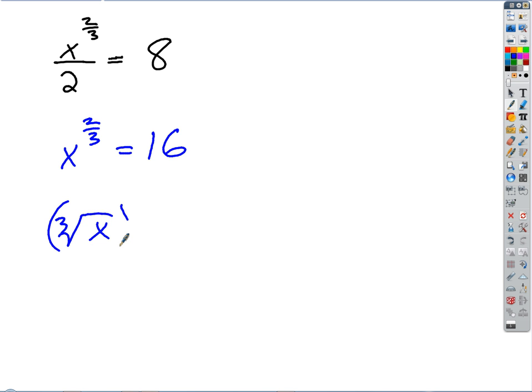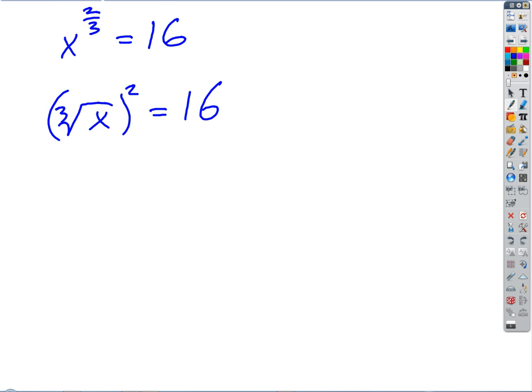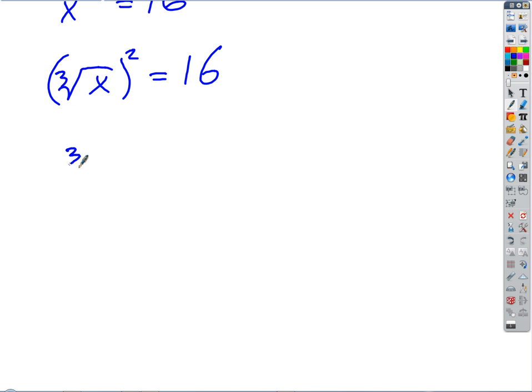Cube root of x squared equals 16, right? And so how do I solve that? Square root. Okay, good. Do I need to change colors? No. When I square root though, what do I have to introduce? Plus or minus, yeah. Plus or minus, and what do I get? 4, yeah. Okay, and so I've got two answers there, don't I?